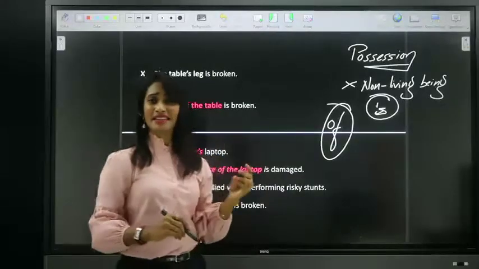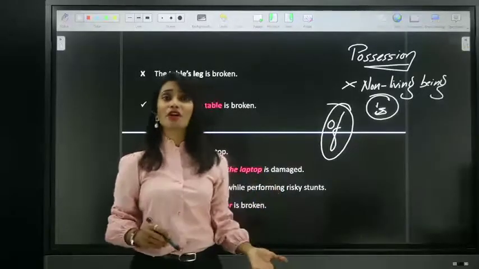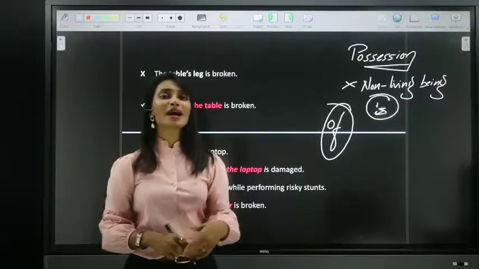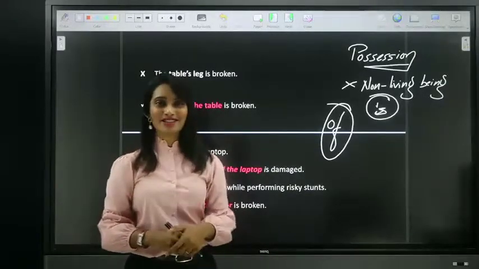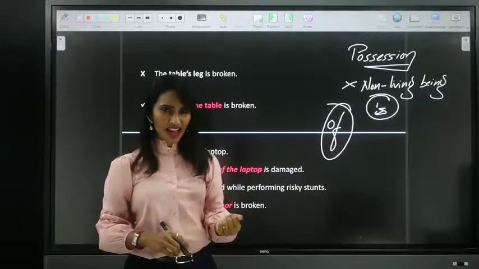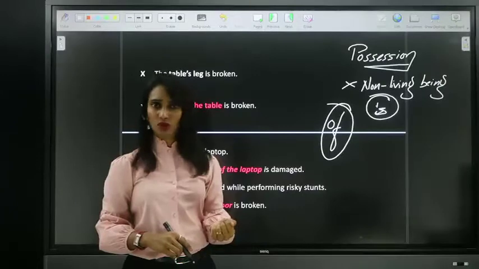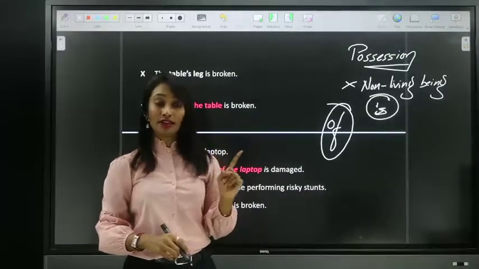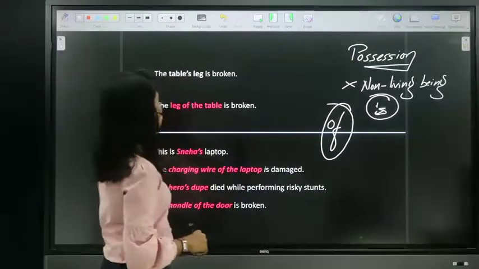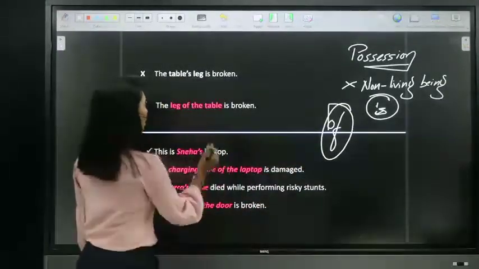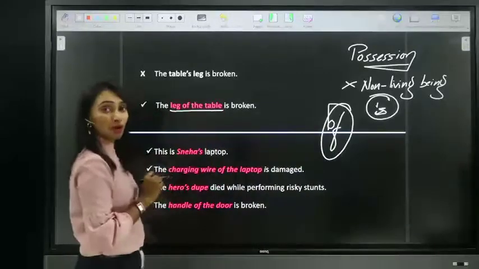It has been wrongly used by many of us in day-to-day communication. We generally say, my mobile's charger, give me mobile's charger, laptop's charger, the refrigerator's door. Do they have life? No, they don't. So, do not give apostrophe s. You can say, the leg of the table, use preposition of here. The leg of the table is broken.